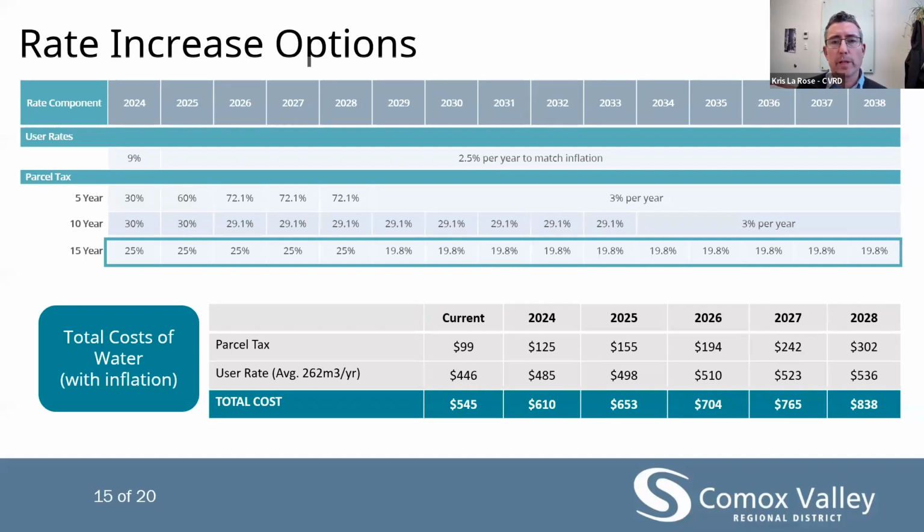As noted, these rates will come into effect next year and are paid through utility bills that are billed quarterly and your annual property tax billed annually.